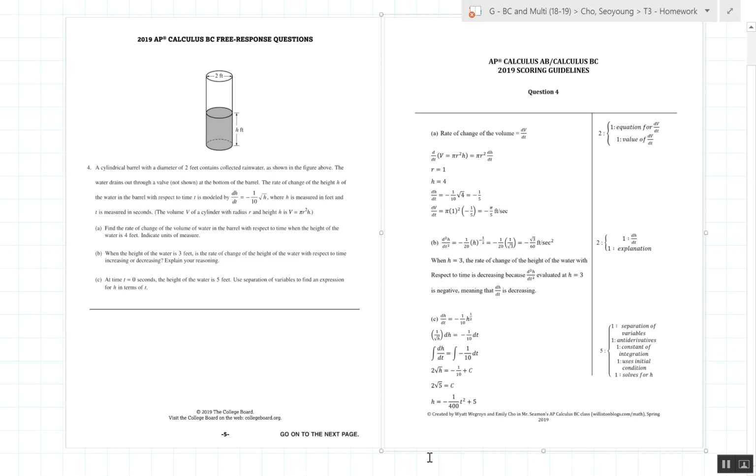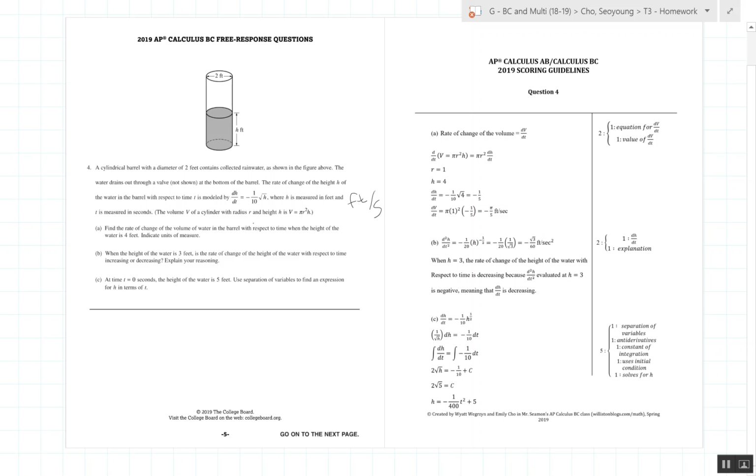For number 4, a cylindrical barrel with a diameter of 2 feet contains collected rainwater. The rate of change of the height h of the water in the barrel with respect to time is modeled by dh/dt equals negative 1/10 square root of h, where h is measured in feet and t is measured in seconds. So the unit will be feet over seconds.